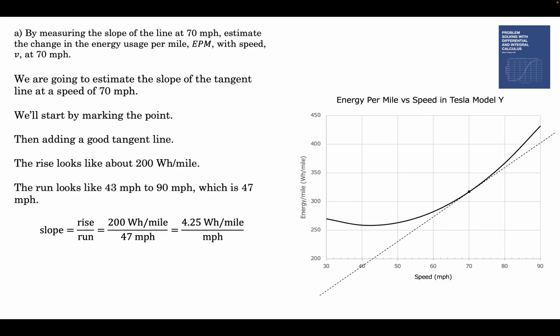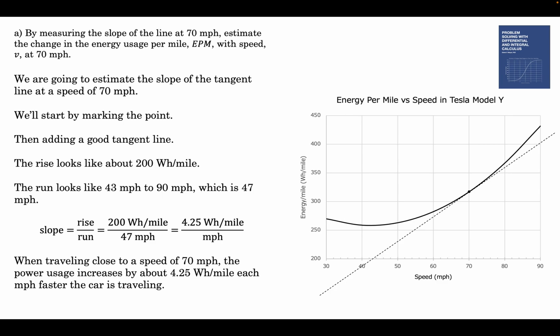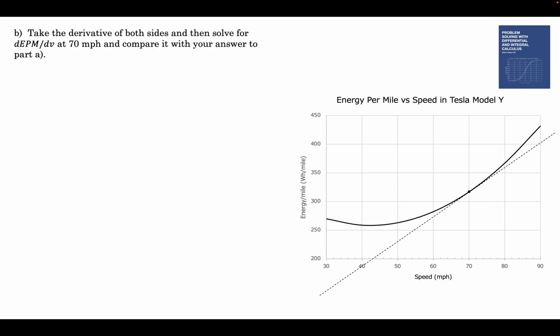And the slope is the rise over the run. So about 4.25 watt hours per mile each mile per hour. So in traveling close to 70 miles an hour, the energy use increases by 4.25 watt hours per mile each mile per hour faster the car is traveling. Of course, the rate goes up as you go faster, but that's the rate around 70 miles an hour.